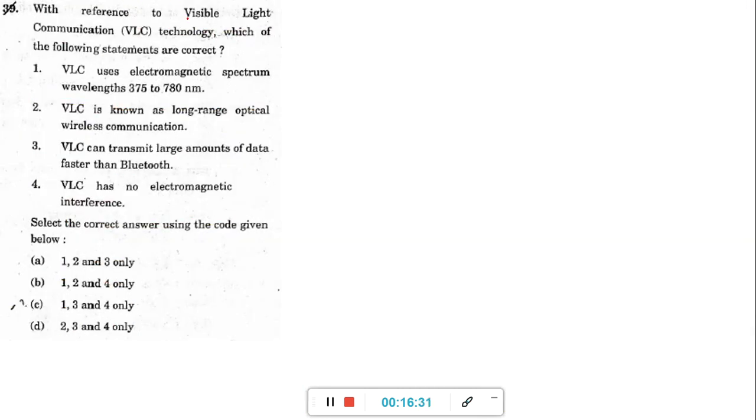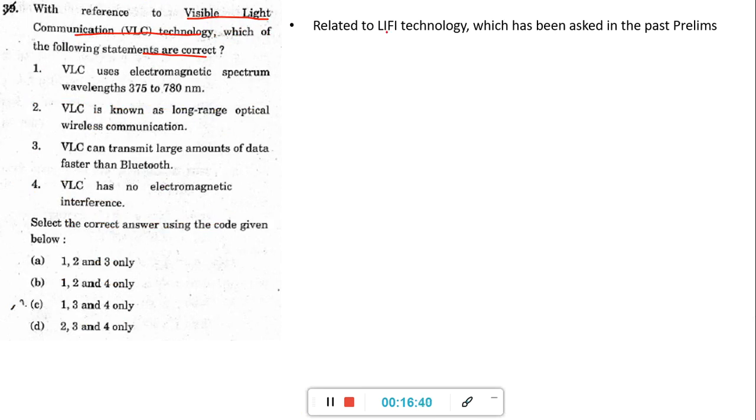Now, with reference to visible light communication technology, which of the following statements are correct? This again is a repetition, I will tell you, because UPSC once asked a question on Li-Fi technology, 2 years back, before this only.